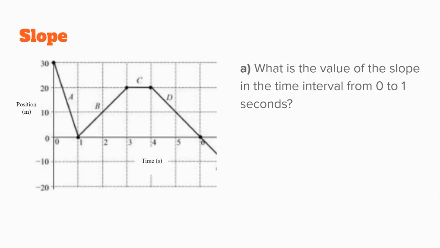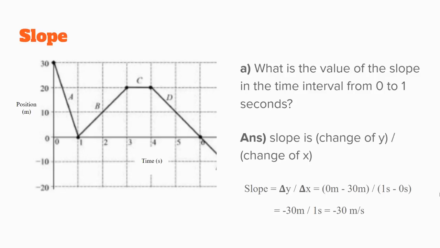So, A. What is the value of the slope in the time interval from 0 to 1 seconds? We have to look at line segment A. Feel free to stop these videos if you need more time, but I will just give you answers right now.